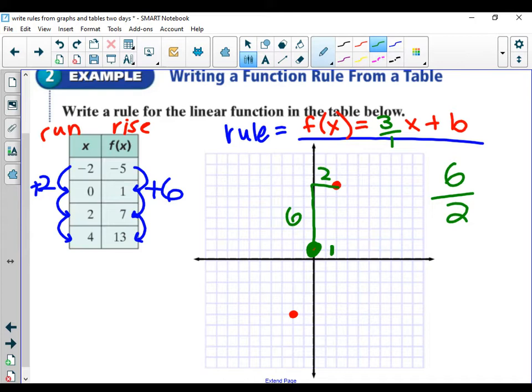Breaking news. I can use the chart to help me find the y-intercept because it's always the one, get it? The one that has no run. Because you don't want to go right or left. You want the point on the y-axis. So the y-intercept is 1.